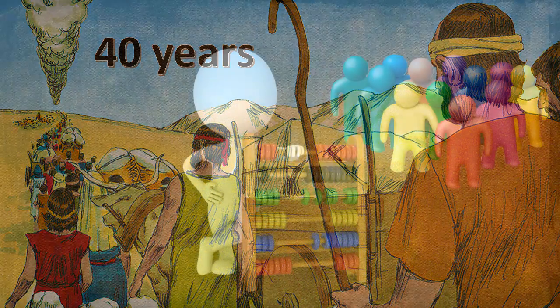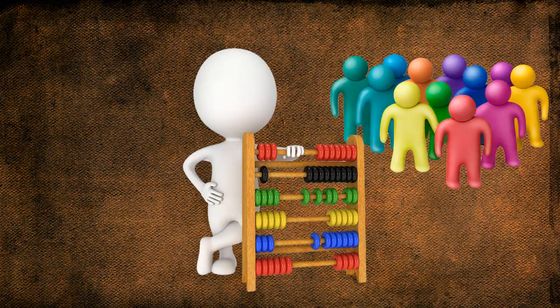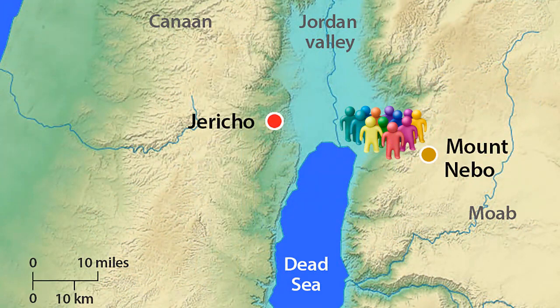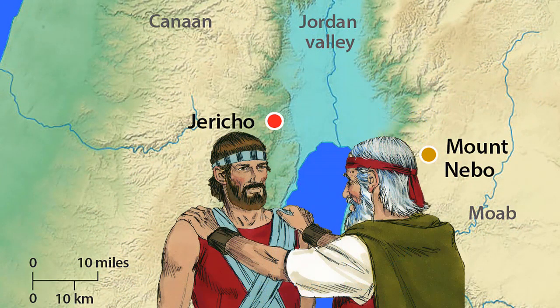Now, since that first generation died, what has to happen at the end of the book? Well, they have to number everybody again to see how many there are now. It's a whole new group, a new generation. How many are going to go now from this point into the Promised Land? And the book of Numbers brings us finally to the border of the land of Canaan, and the transition of leadership between Moses and Joshua.